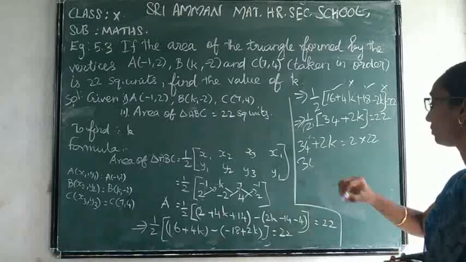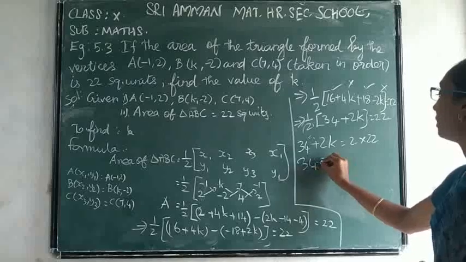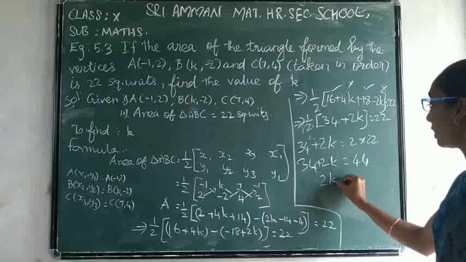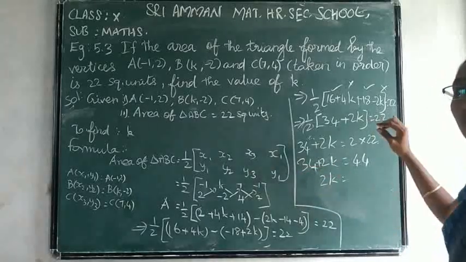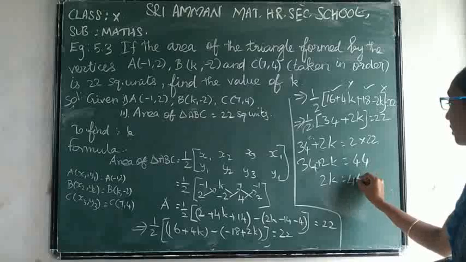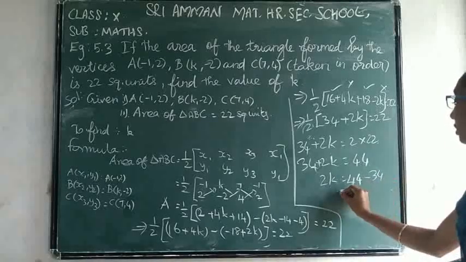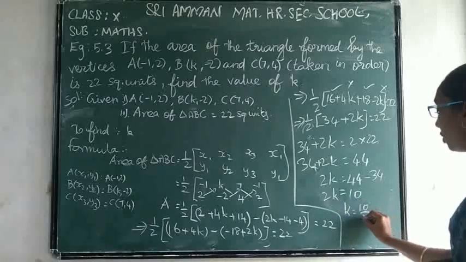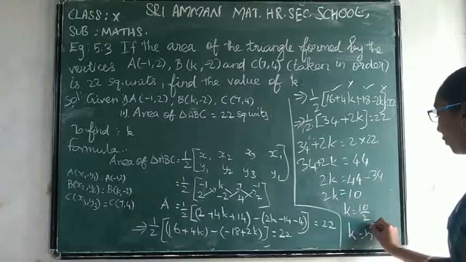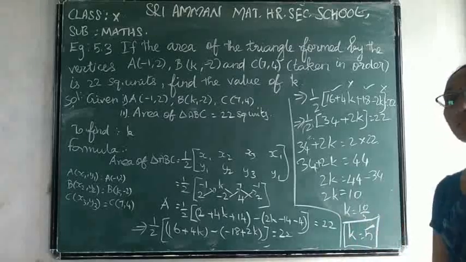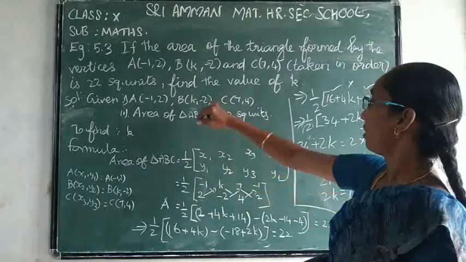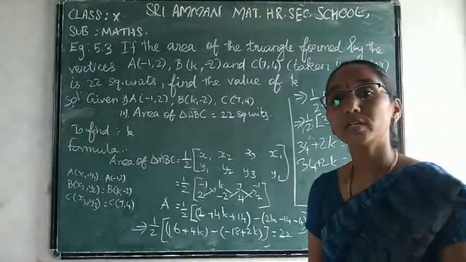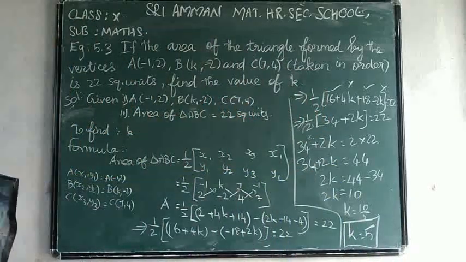34 plus 2k equal to 2 into 22, 44. So 2k equal to 44 minus 34, since plus 34 goes to the right hand side as minus 34. So we get 10. So 2k equal to 10, k equal to 10 by 2, the value of k equal to 5. So the answer is B of 5 comma minus 2. Do you understand? Example 5.3.